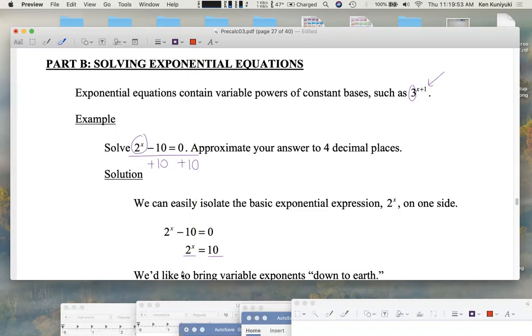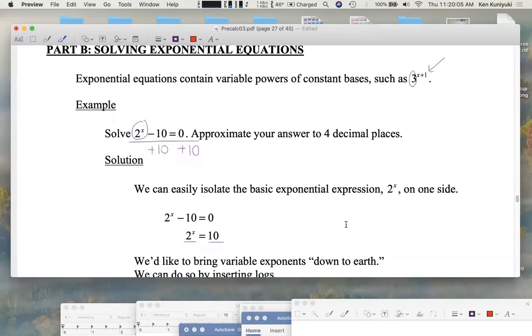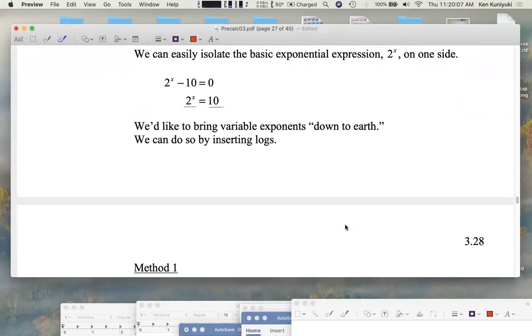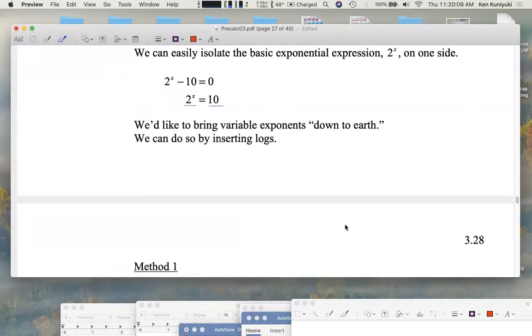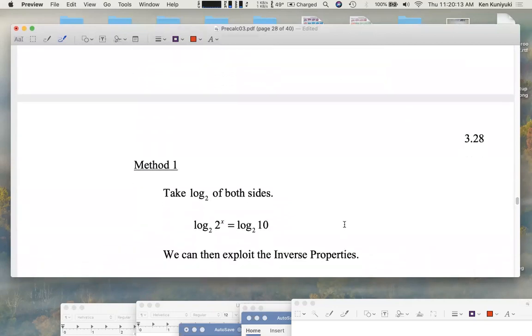Now, we have here an exponential, 2 to the x. We want x alone. Well, what undoes an exponential function? Its corresponding log function. So let's take log base 2 of both sides. Method 1, we're going to basically insert logs. Log base 2, both sides. So we have log base 2 of 2 to the x, it's good to have this in parentheses, equals log base 2 of 10.